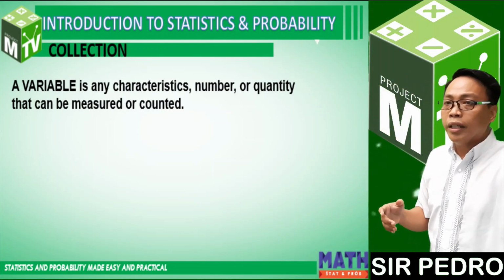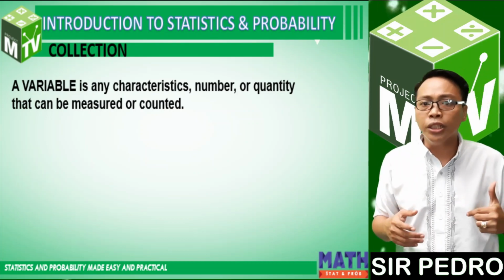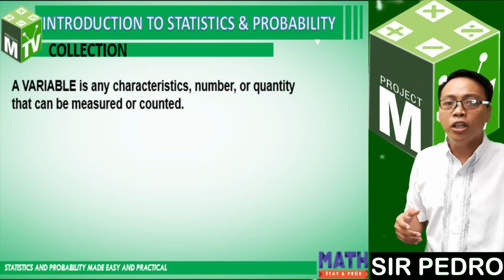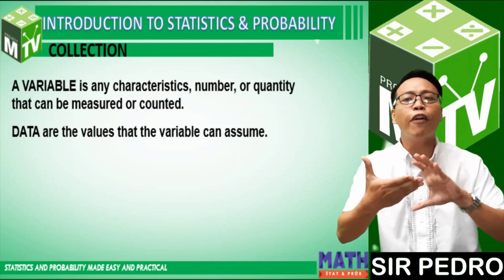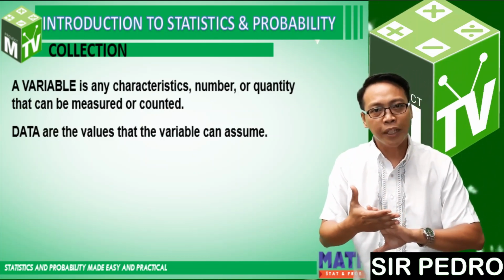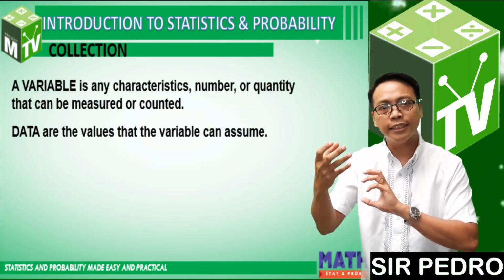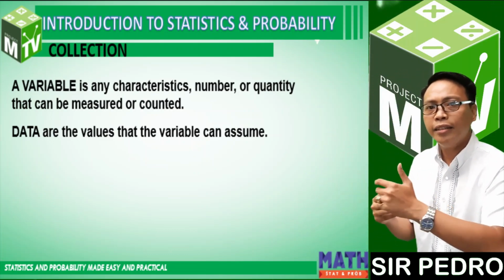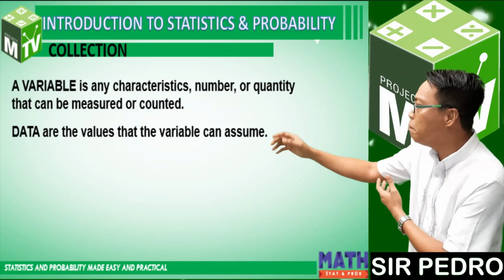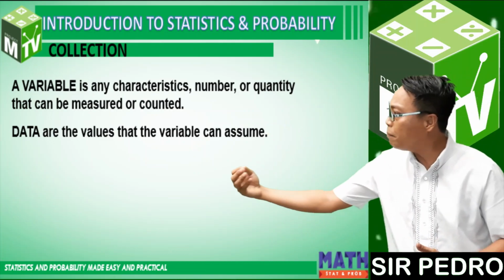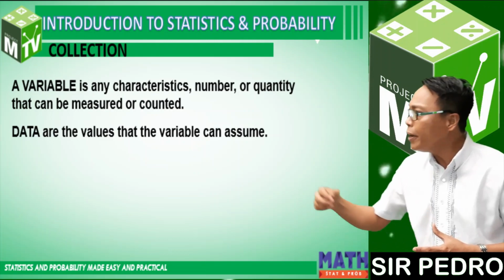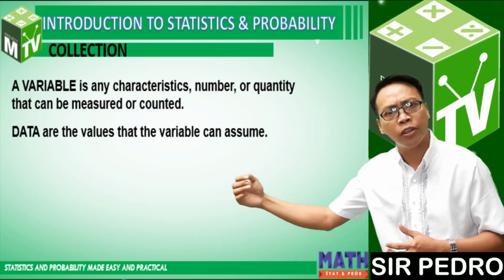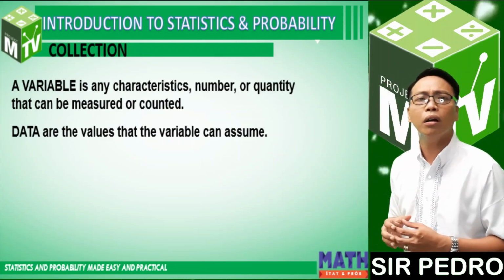Now, in gathering data or information, in gathering variables, you will have the data. Data are the values that the variable can assume. In sex or gender, the data that you may gather are either male or female. How many males are there in the classroom? How many females are there in the classroom? How many are from Tandok? How many are from Quintong? How many are from Agdao?